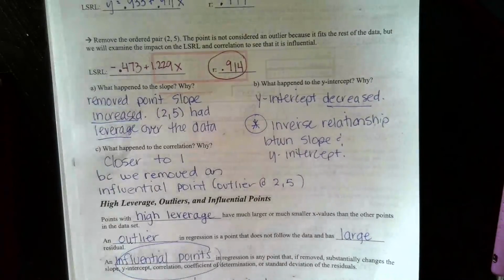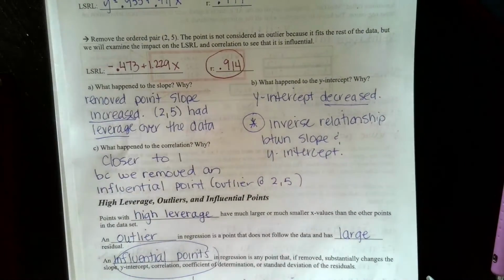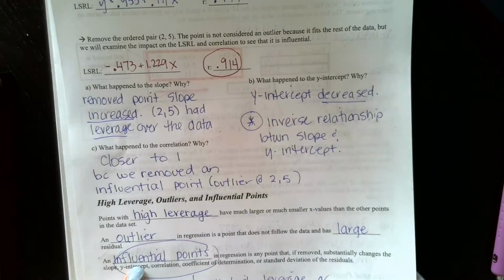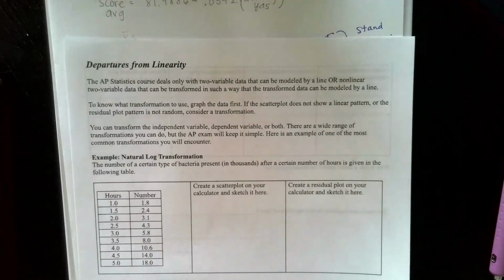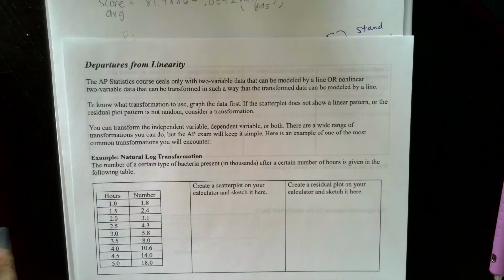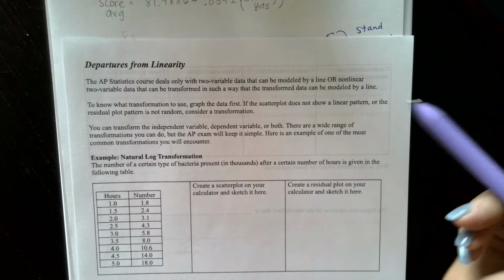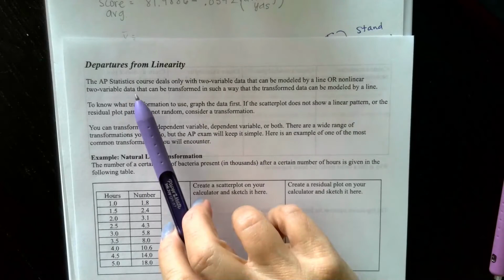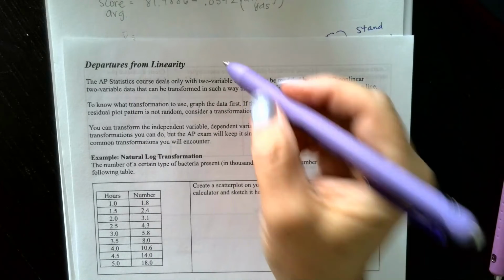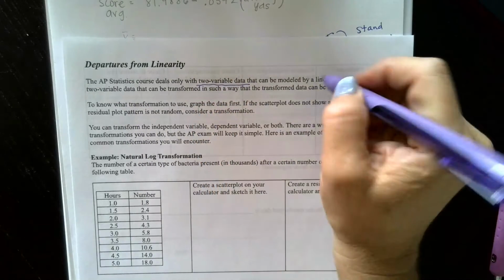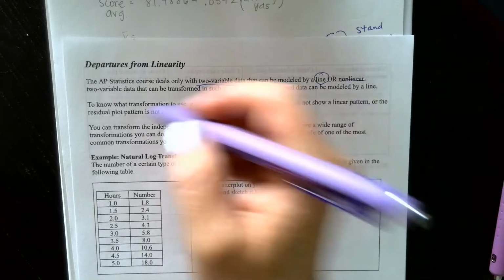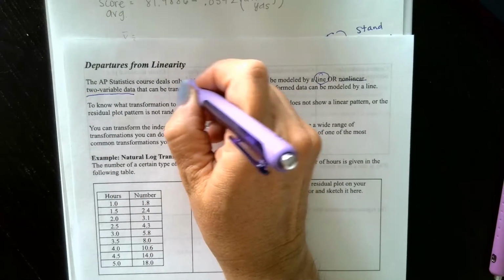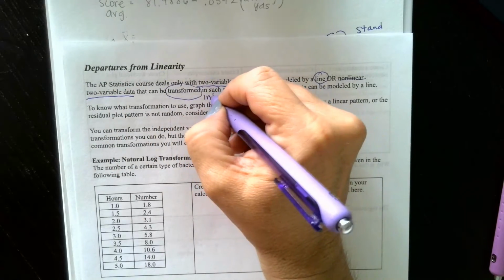All right, so that's everything that I wanted to talk about with outliers and data sets. So now let's go on to another concept in this, which is departures from linearity. And this is super wordy, but I want to talk about this real quick. I'm just going to actually read through this. So in our AP Stats course, we only deal with two variable data that can be modeled by a line, or nonlinear two variable data that can be transformed into a line.